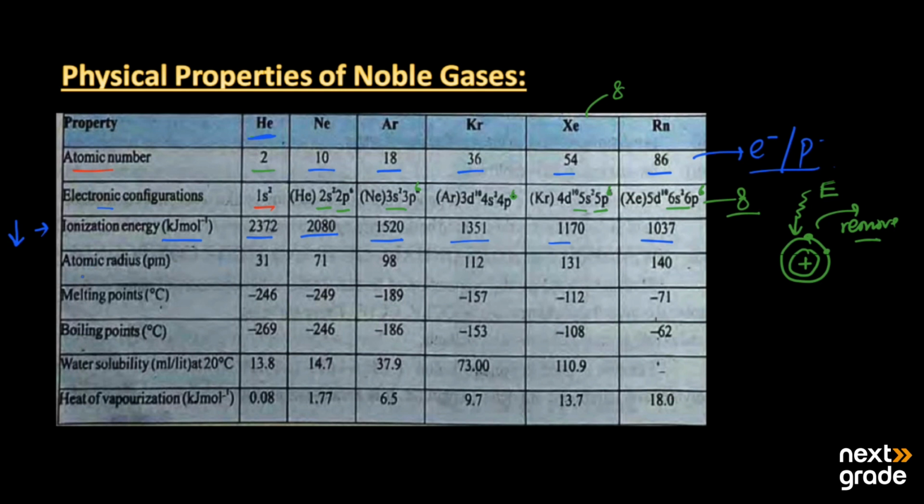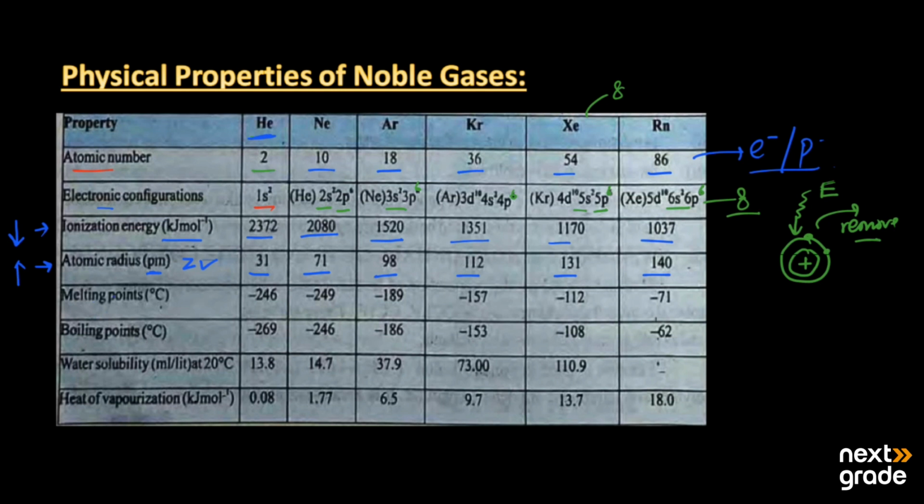Then we talk about their atomic radius. Atomic radius just depends upon the atomic number. And if the atomic number is higher, then there is an increase in the atomic radius in picometer. Helium, its atomic radius is 31 picometer, neon is 71, argon 98, krypton 112, xenon 131, and radon is 140. It means as we move from top to bottom in the group, with the increase in the atomic number, there is an increase in the atomic size.